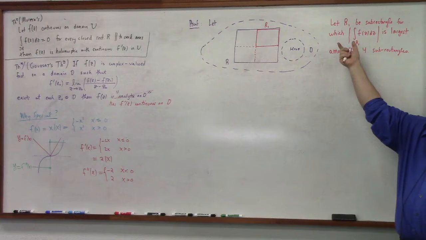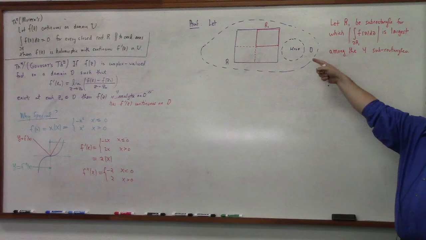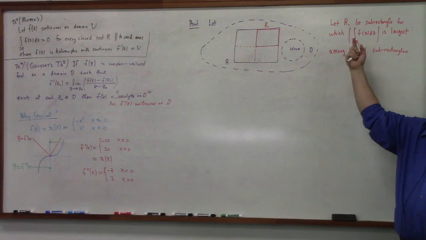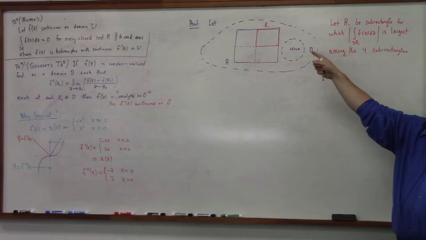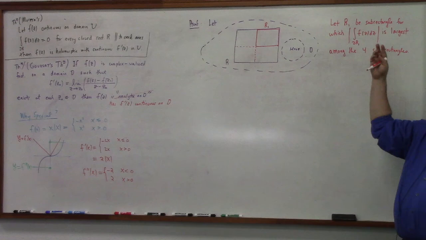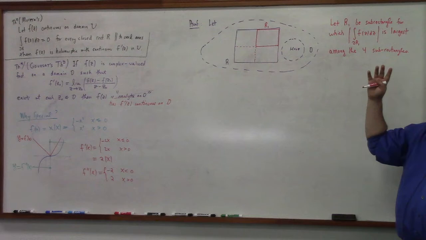It's a complex linear combination of real integrals, right? Each one of these rectangles is formed by four line segments. So the integrals that underlie the complex integration here are definitely defined, because you're just integrating continuous functions over finite line segments. Definitely this makes sense, right? And you've got four of them, so you can definitely pick a largest one. This is a reasonable thing that you can do.